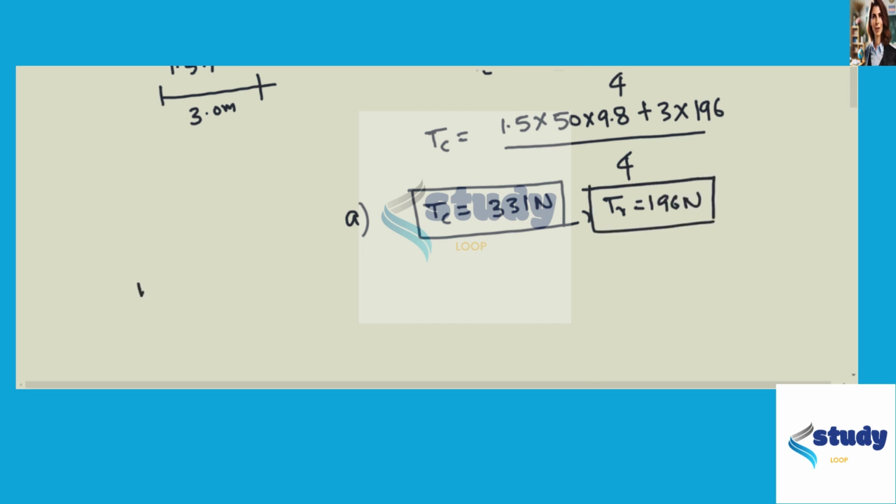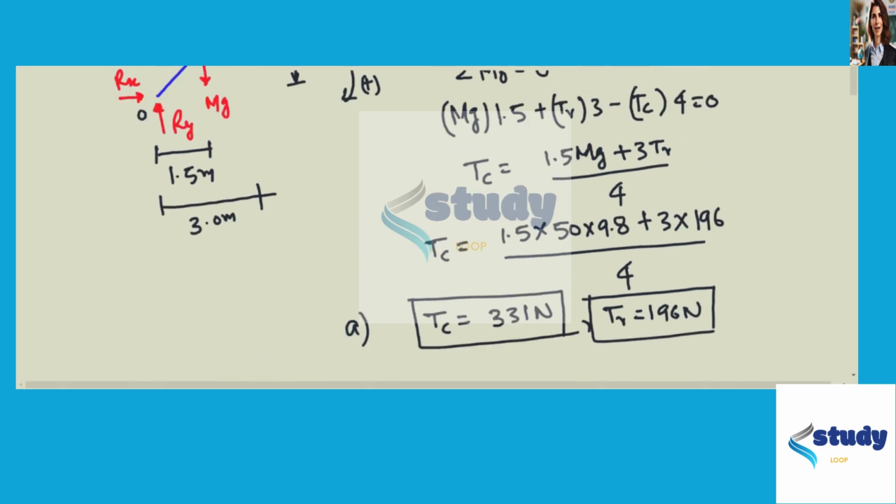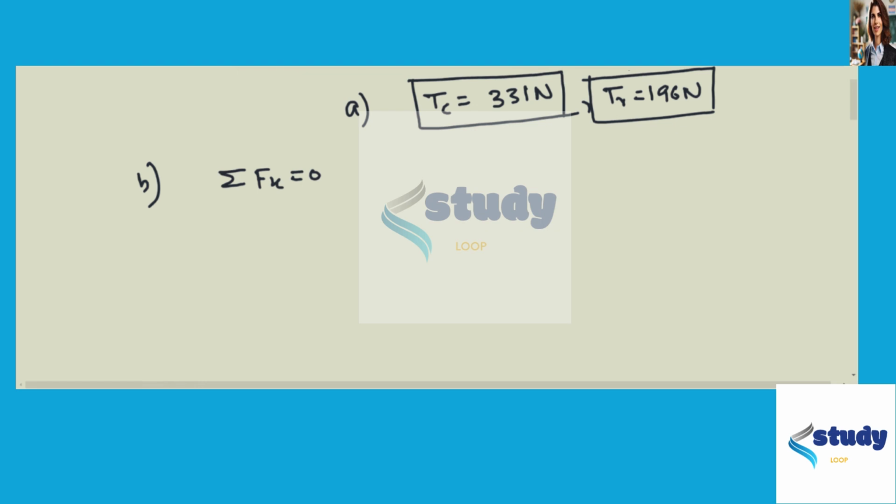Now for part B, for equilibrium, the summation of all forces along the x direction will be 0, and we consider the x direction along the rightward horizontal direction and the y direction as the vertical direction. So we can write the reaction force Rx minus the tension in the cable equals 0. So the horizontal reaction force is equivalent to the tension in the cable, or the x component of the reaction force is of magnitude 331 newtons.